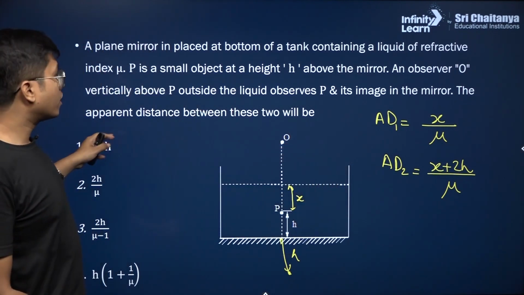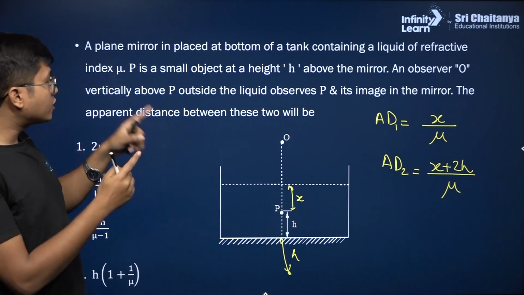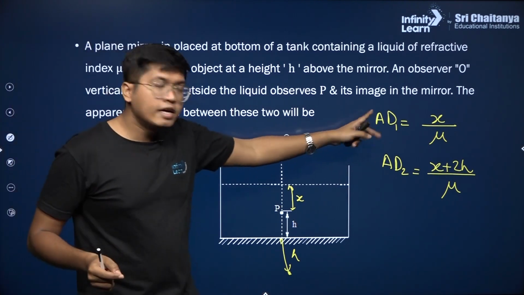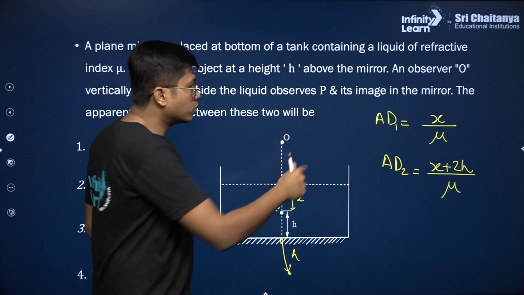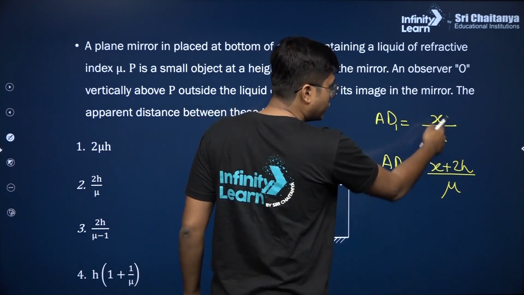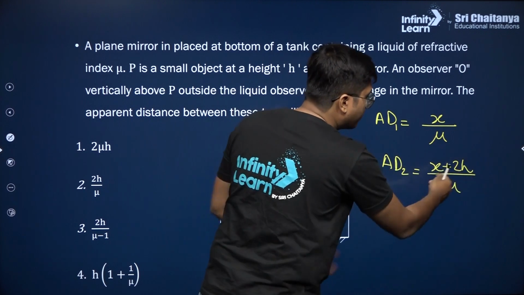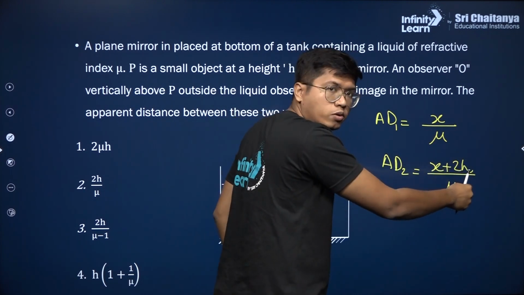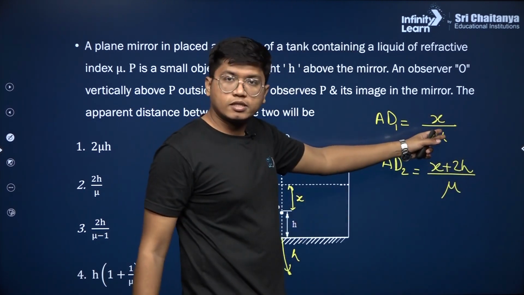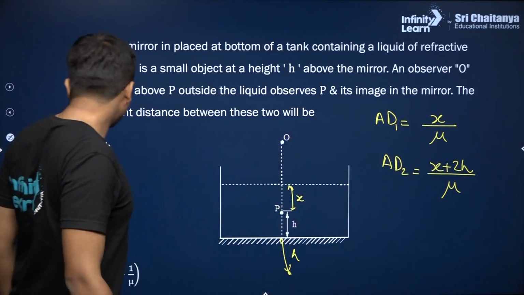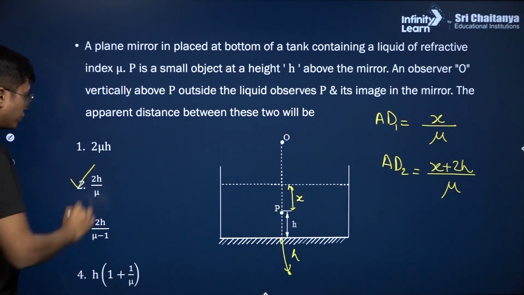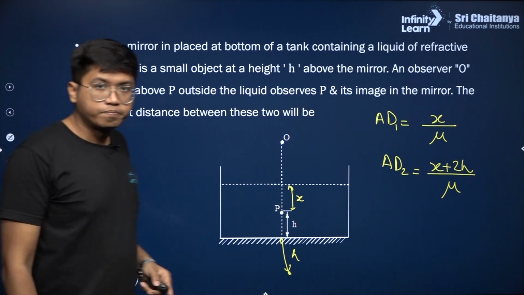Now they have said we want to find the apparent distance between these two, which is just subtracting them out. If you subtract this from this, you can see x by mu will cancel out. If you open this up, this will become x by mu plus 2h by mu. X by mu would get cancelled out with this. So you'll just be having 2h by mu. So that is your correct option over here.